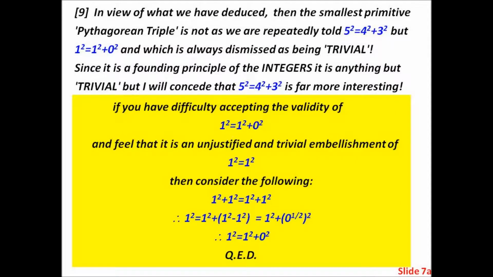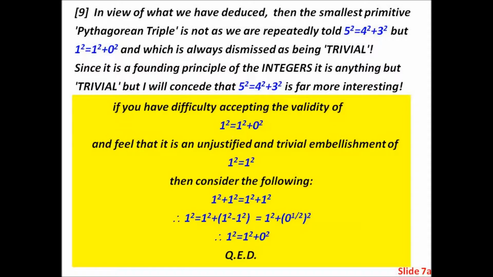9. In view of what we have deduced, the smallest primitive Pythagorean triple is not, as we are repeatedly told, 5 squared equals 4 squared plus 3 squared, but 1 squared equals 1 squared plus 0 squared, which is always dismissed as being trivial. Since it is a founding principle of the integers, it is anything but trivial, but I will concede that 5 squared equals 4 squared plus 3 squared is far more interesting.